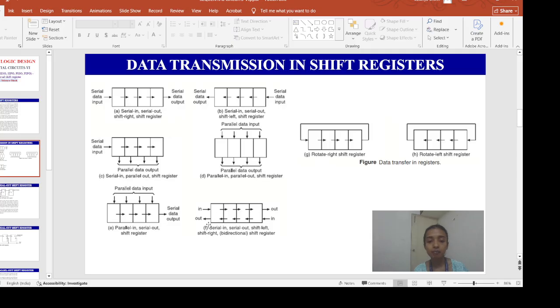Over here what is happening? Serial in, serial out. Data is coming in serial format, and it is also coming out in the serial format. This may occur either from left to right or from right to left. If it is from left to right, we will call it shift right, right? And if it is from right to left, we will call it shift left, right?